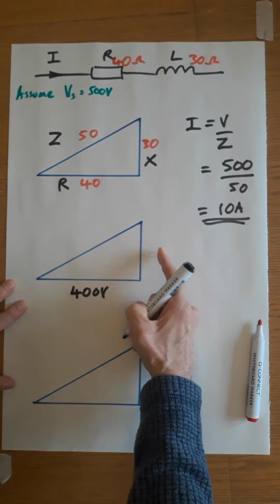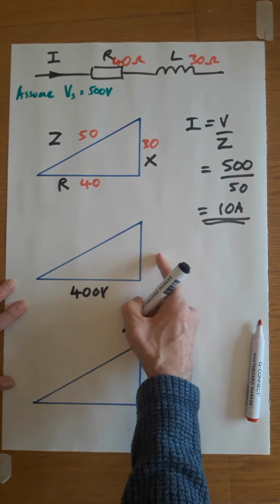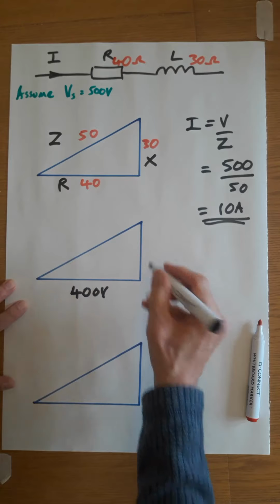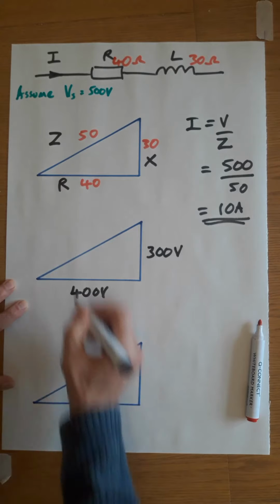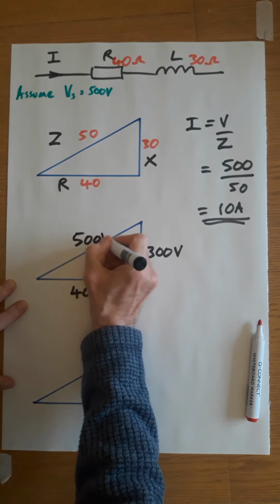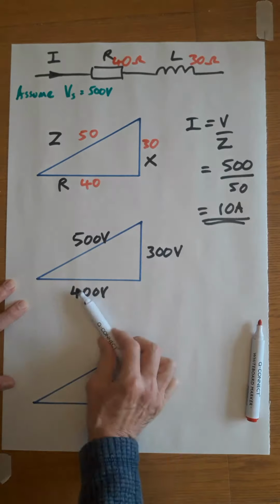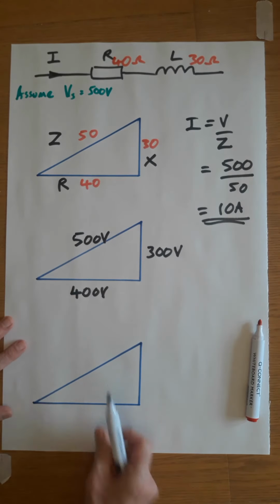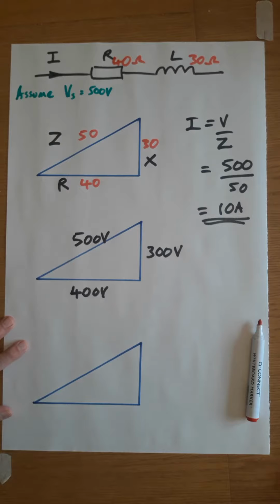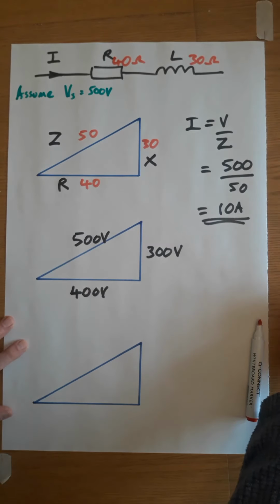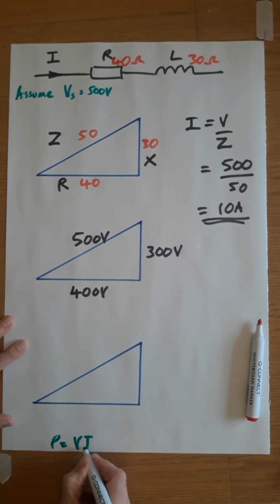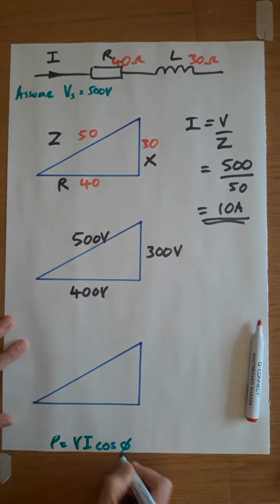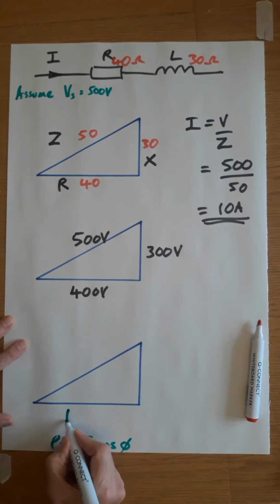We could find the voltage across the inductor. That is V equals I times XL. So that's going to be 300 volts. And I already told you the supply is 500. And again, we have that same 3, 4, 5 triangle. So to finish with, let's talk about the power that goes in this circuit. If we use that magic formula, P equals VI cos phi, I can find the true power in this circuit, and if you work it out, you'll get 4 kilowatts.